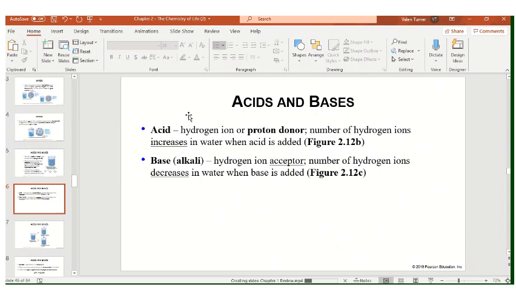Acids, when you're dropped in water, you release positively charged hydrogen ions. But what does that mean? Well, a positively charged hydrogen ion is really just a proton. Remember, normally hydrogen has an atomic number of 1 and a mass number of 1. So there are no neutrons.